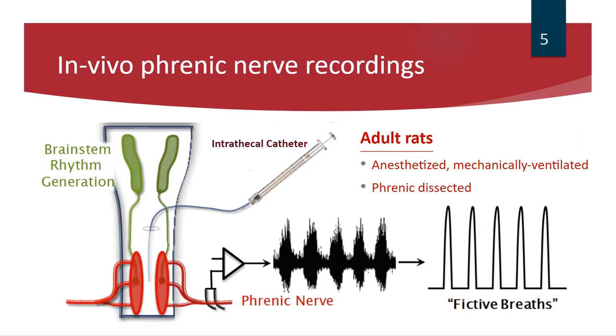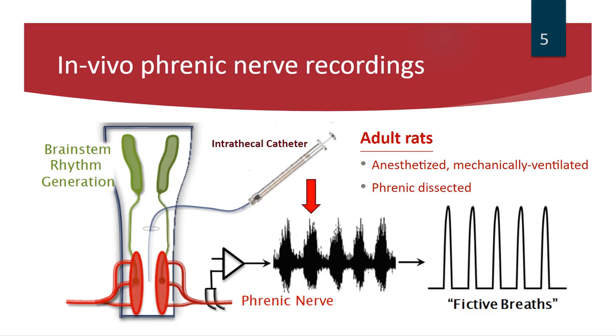We can dissect out the phrenic nerve. We can cut it distally, and we can lay that nerve over some recording electrodes. And what we get is a raw signal like you see here in the middle. Now, the arrow is referring to one of those phrenic bursts. Those phrenic bursts represent compound action potentials that are going through the phrenic nerve on a moment-to-moment basis. Now, what we're looking at here then is basically the neural representation of breathing.